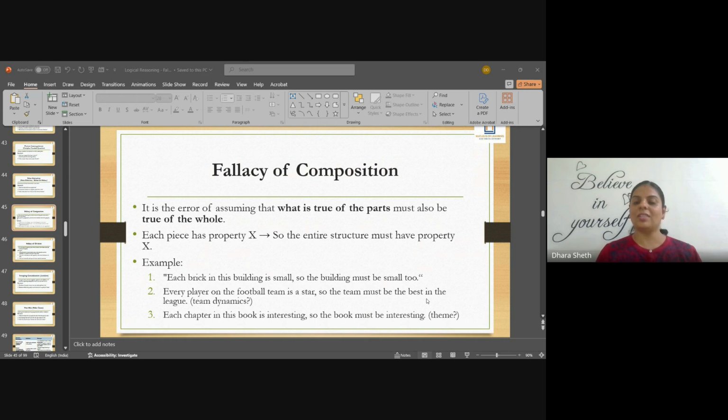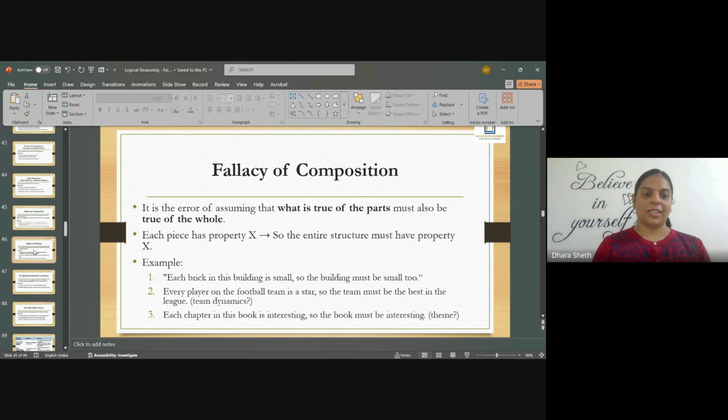This is called fallacy of composition, saying that because each hair is black, my body must be black in color. It is that kind of fallacy. Fallacy of composition: assuming that the quality of the part is true for the whole of the thing.